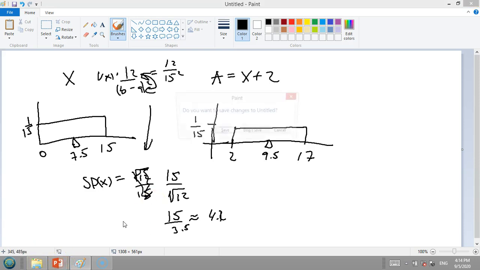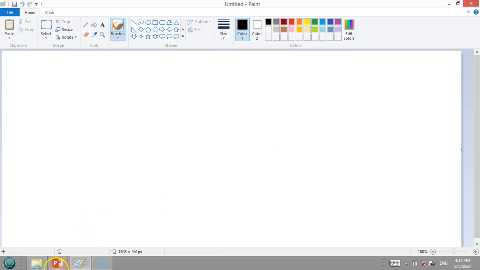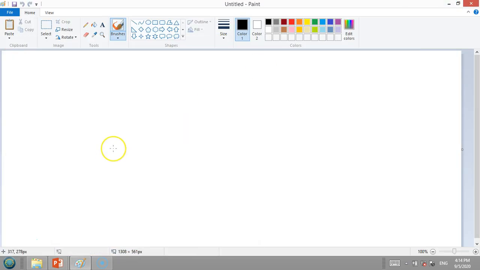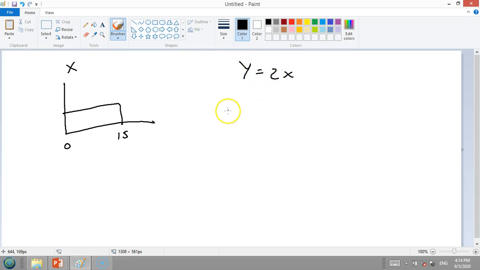Let's delete this. Okay, like this. And what is the next one? X is between 0 and 15. Assume y is 2 times x. So again, I have between 0 and 15, and y is 2 times x. So y is just a transformation of x, so it's going to be uniform as well, and it's going to be twice as much.